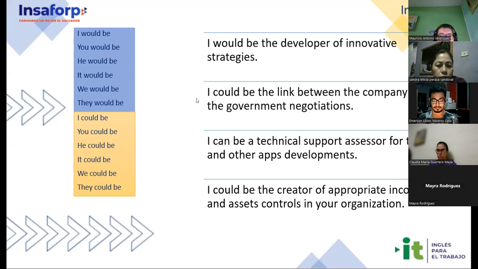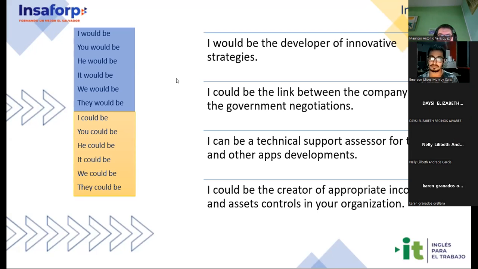I will read it first and you model the language, okay? I could be the link between the company and the government negotiations. Okay, I will read it again. I could be the link between the company and the government negotiations. Who wants to read the second one? My teacher. Okay. I see Claudia Maria is raising her hand. I could be the link between the company and the government negotiations.